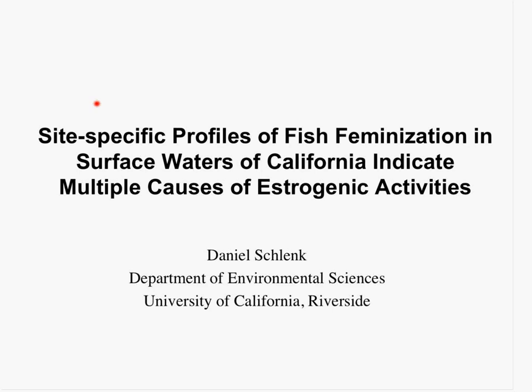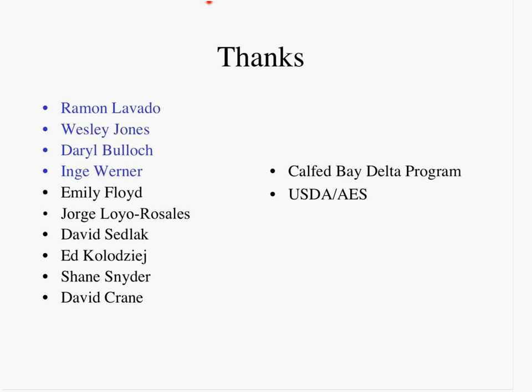The title of the talk is going to be Site-Specific Profiles of Feminization in Surface Waters of California. What this does is we think it indicates multiple causes of estrogenic activities. Hopefully you'll see some of the smoking guns in terms of what we think might be involved in this sort of endpoint here. I'd like to thank a number of different people involved in this.